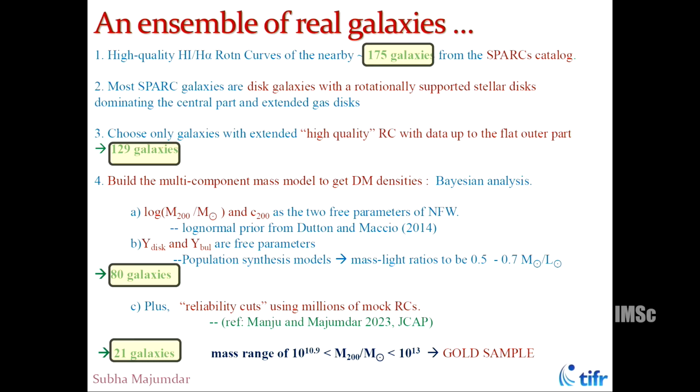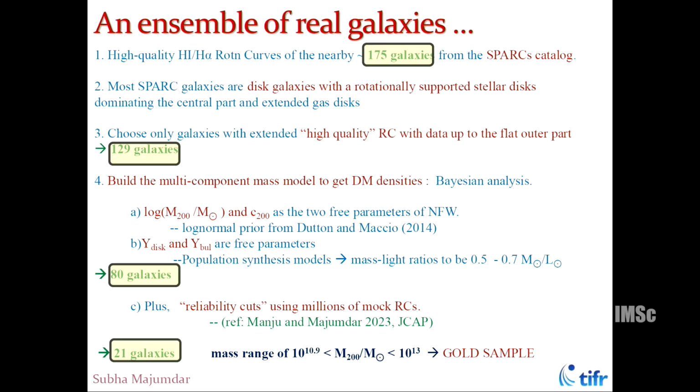There are 2 free parameters for the visible matter. You find those. You also look at mass to light ratios. So make some cuts, and it goes to 80 galaxies, which is a good sample. Then do something which is known as reliability cuts. I'm not going to be able to talk about reliability cuts.